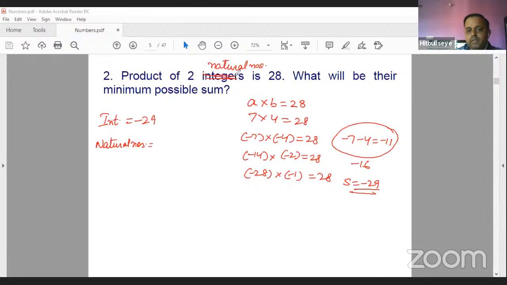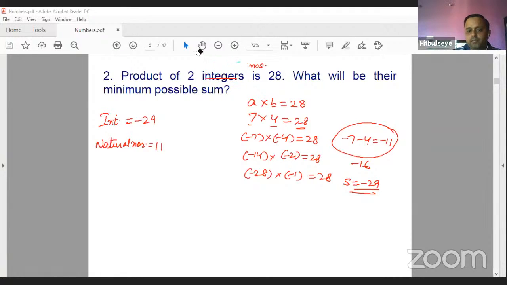Obviously, when you are considering the natural numbers, you cannot go on the negative side. In that case, you have to just consider the positive numbers only, positive natural numbers and positive integers only. So answer would be in that case 7 plus 4, because 7 into 4 will give you 28, and this is the lowest combination of the numbers which add up to the lowest sum. Answer in this case would be 11. For the case of natural numbers, answer is 11.